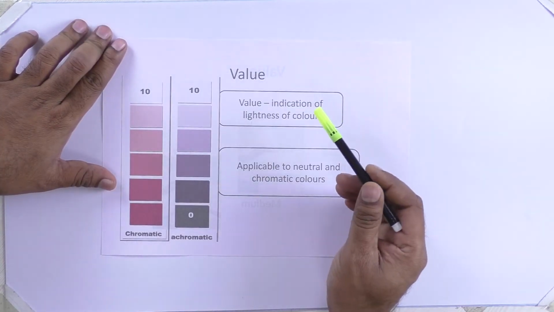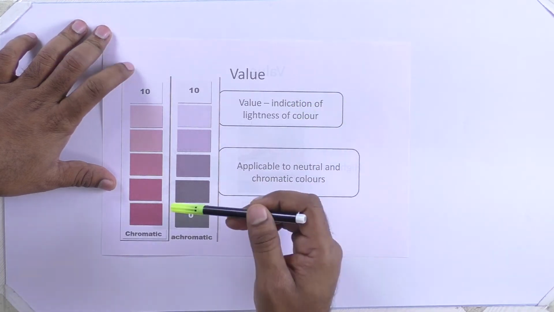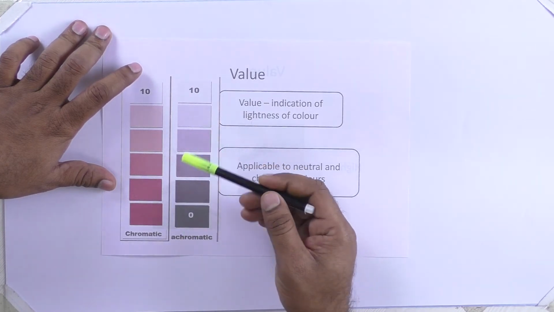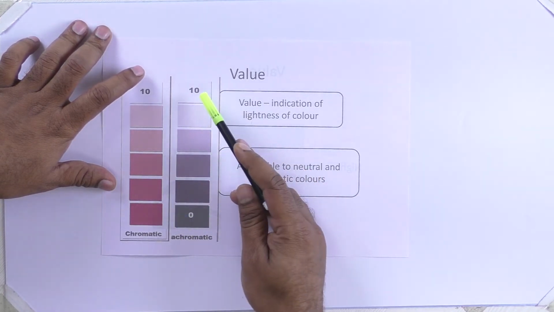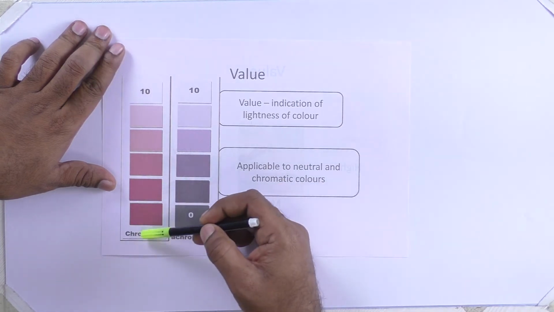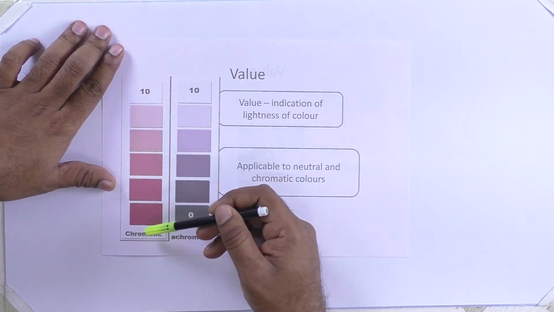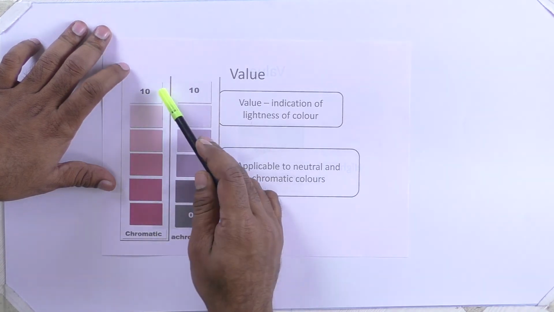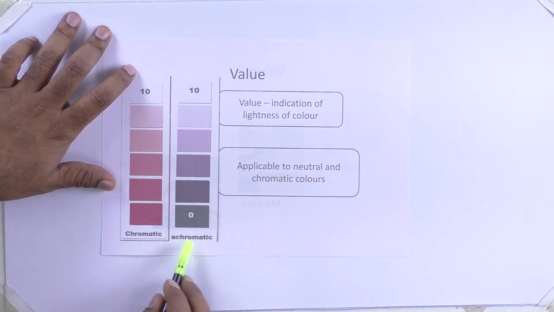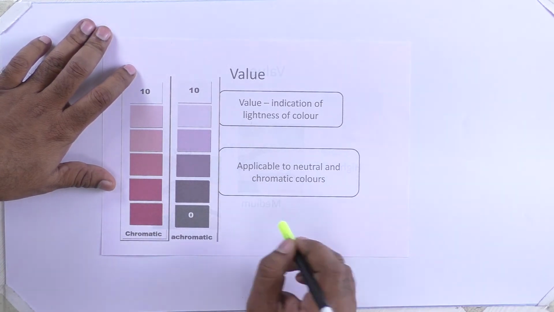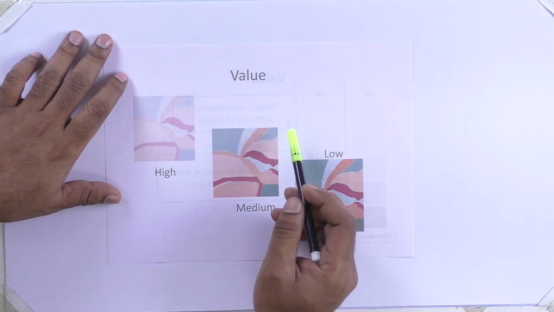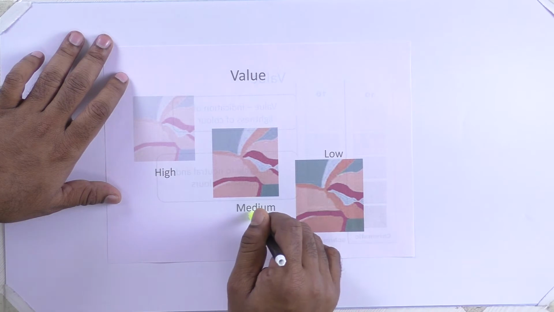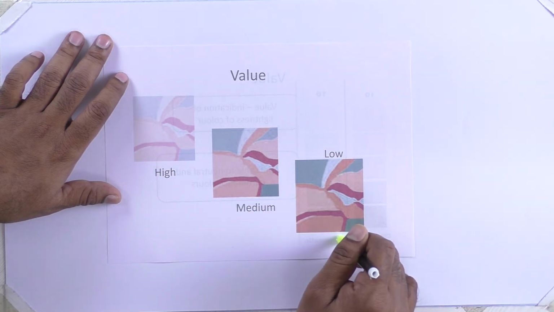Value is the indication of lightness or darkness of the color. It is denoted from 0 to 10, where 0 is darker and 10 is lighter. So you see the value of a particular color. This is the value scale for a red color; 0 is darker and 10 is lighter. Achromatic is black. So see the difference between the values: this is high value, this is medium, and this is low value colors.